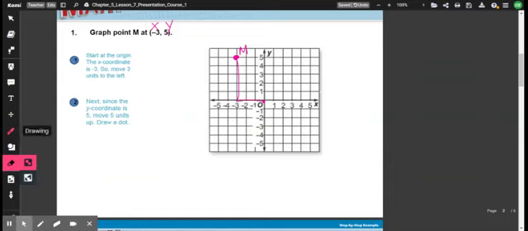One thing I will say is that you do not need to draw this line going up and down. If you know that you can go over and then up, you can just mark the point. That's cool, but if you don't want to, you don't have to. Always start at the origin, x, and then y.